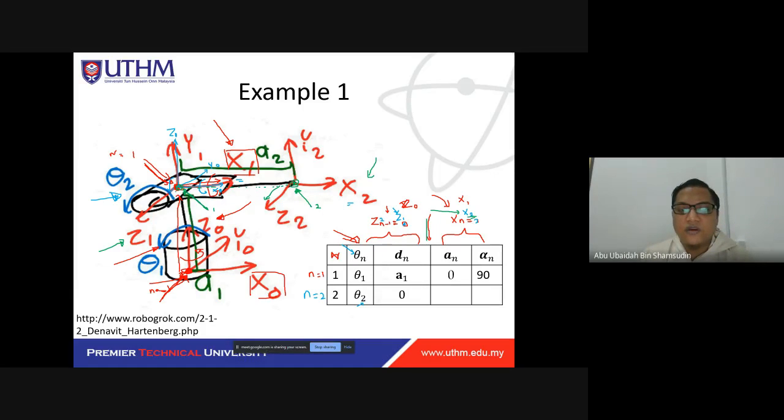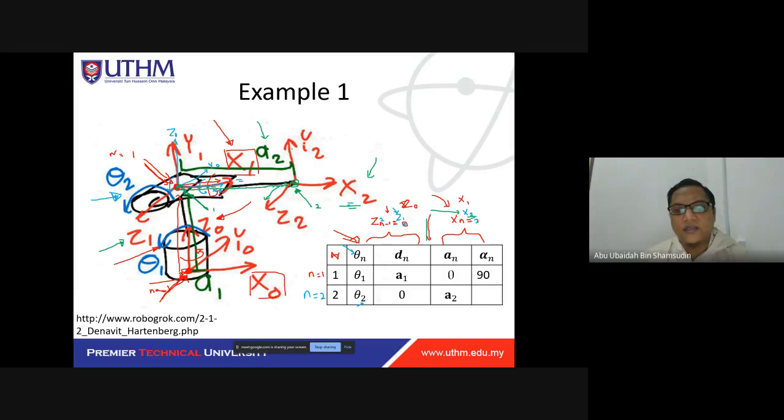So we want to move the point for joint 1 along axis X2. So we are moving this point here along the X2. So we move this point. So the value of this parameter is A2.